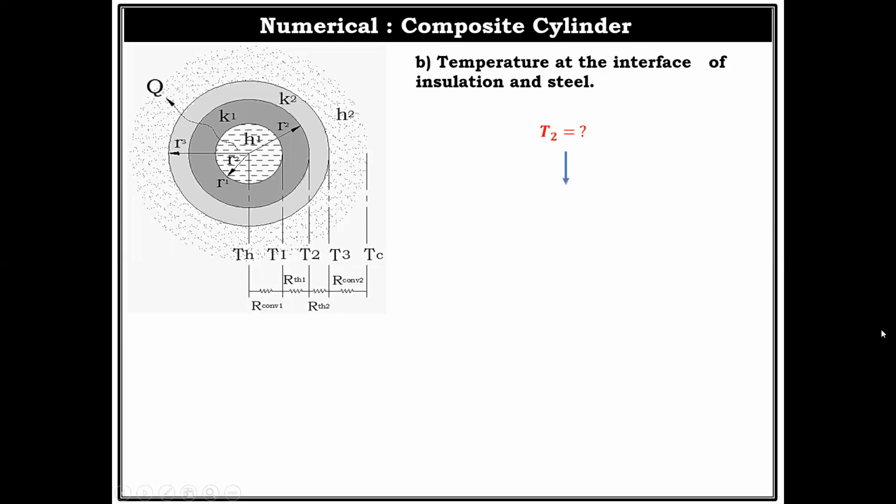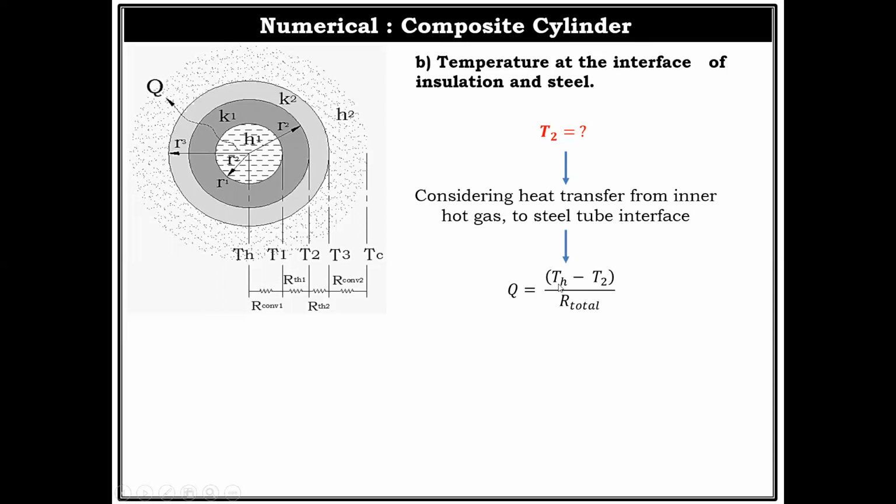Now for T2, there are two options. We will first check the first option, that is considering heat transfer from the inner hot gas to the steel tube. From the inner hot gas, that is R convection 1, it will transfer to the steel tube, which has R thermal 1. So only this part, R convection 1 and R thermal 1, we are considering. In that case, our equation becomes Q equals TH minus T2 divided by R total, where we are interested in finding the value of T2. That means we must have all the remaining values.